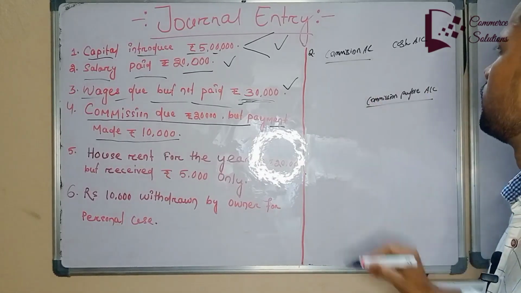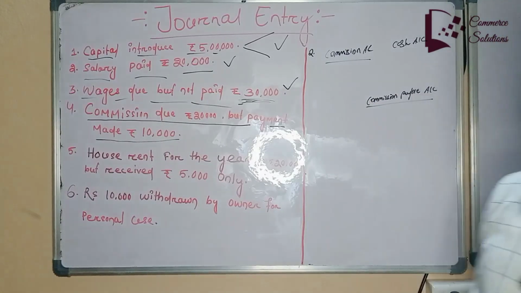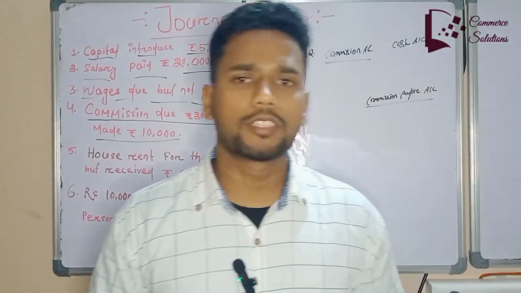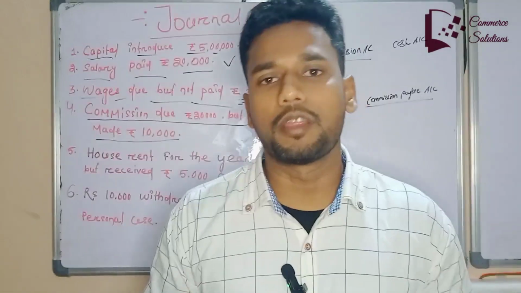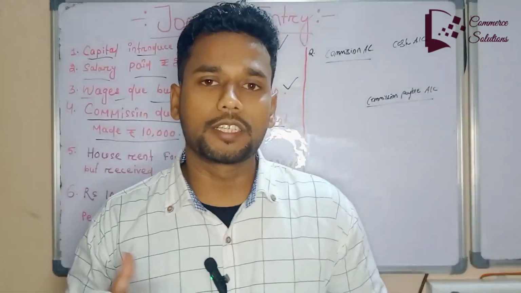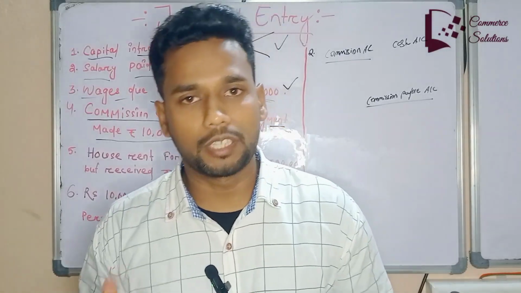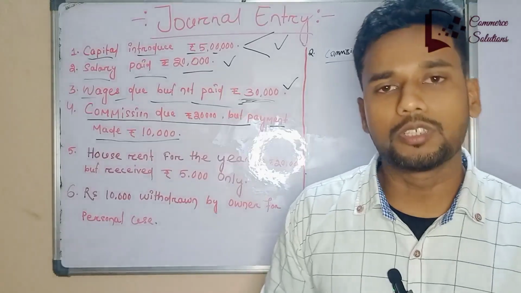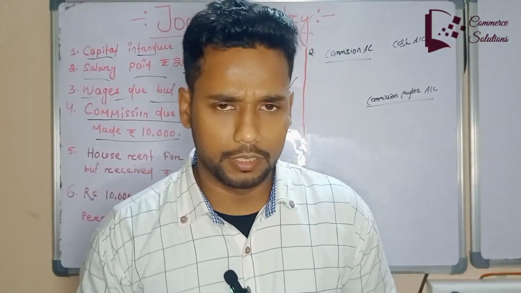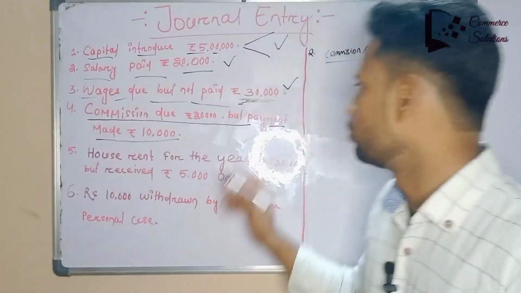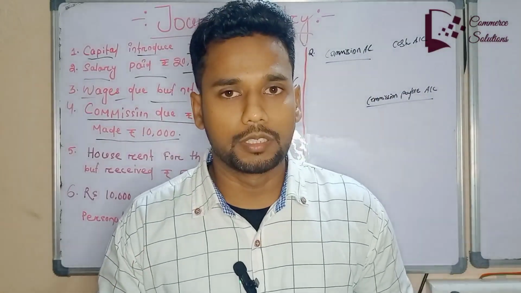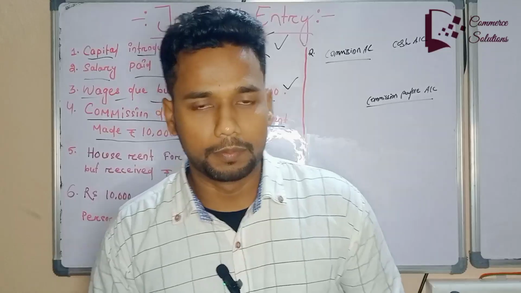Here commission is an expense. We have to pay the commission because our sales executives are doing extra effort for us. In return for extra effort, a business used to pay what? Commission. Commission is an expense. Here in this case, the total commission due is 30,000. Business has to pay 30,000 as commission.